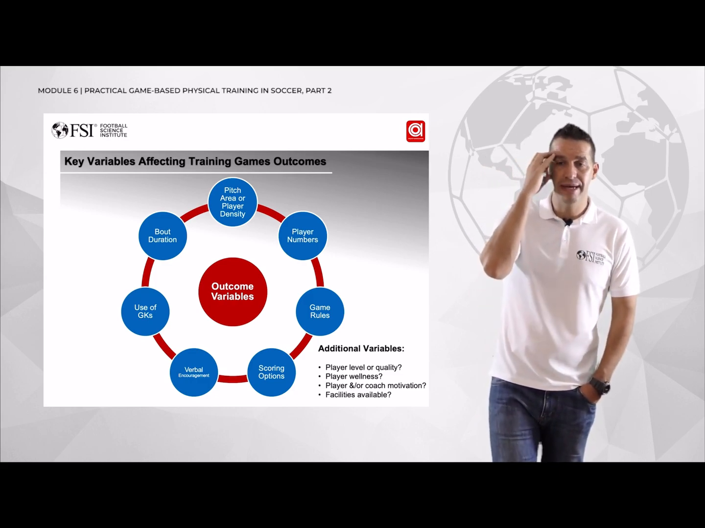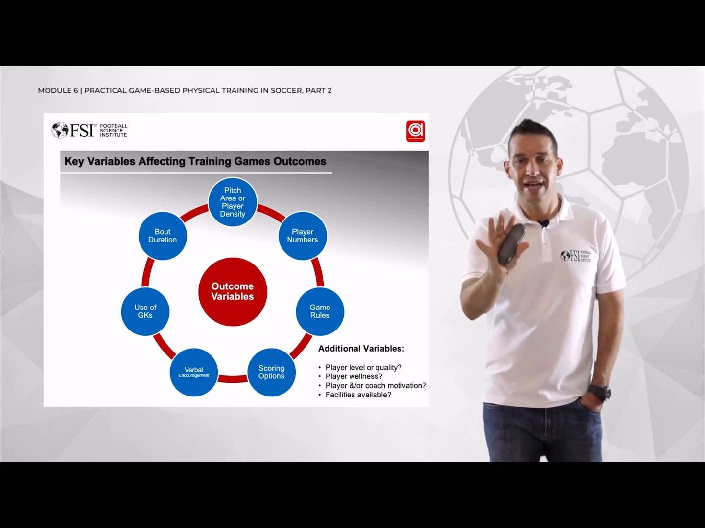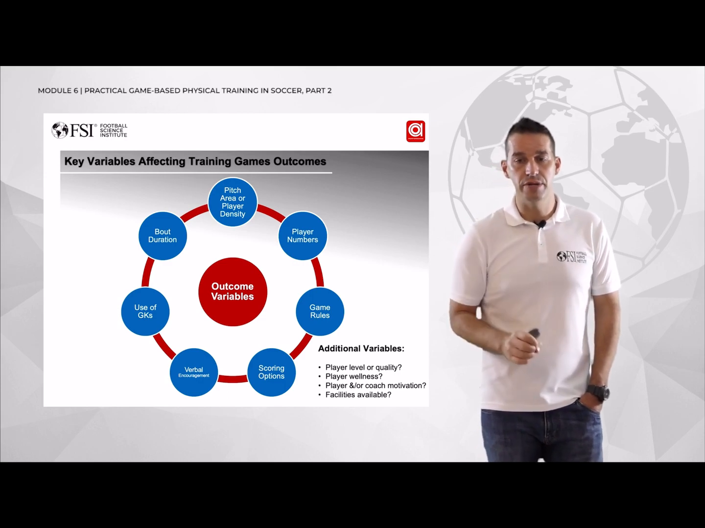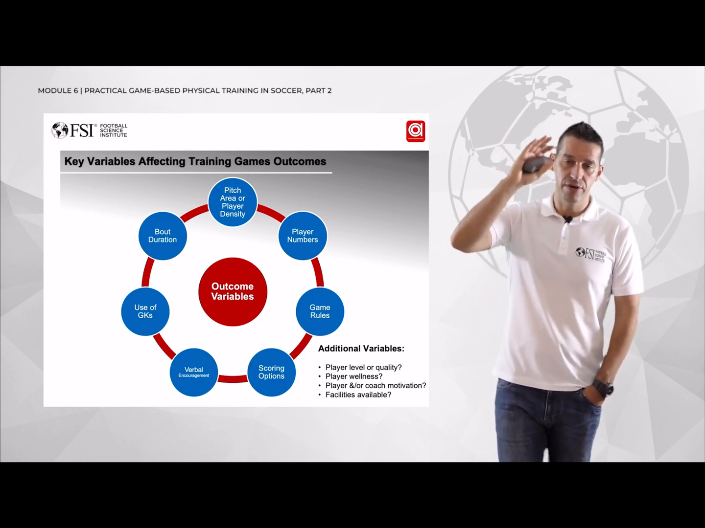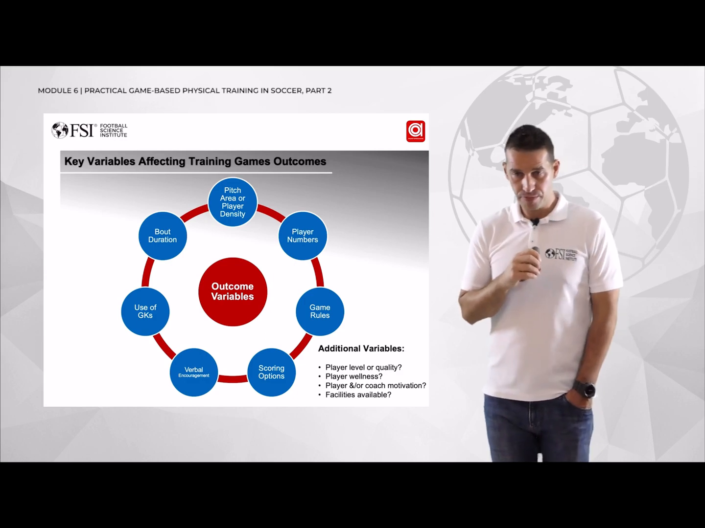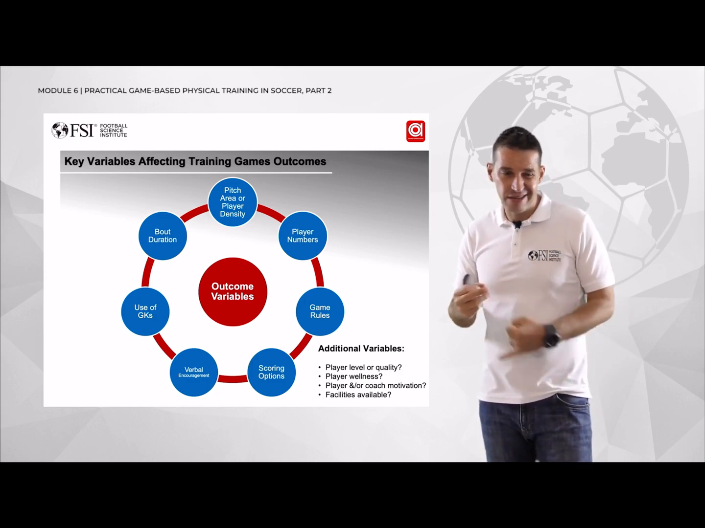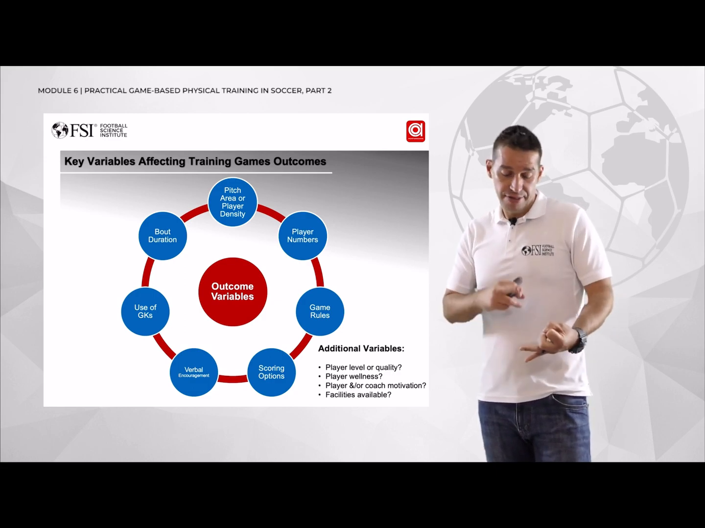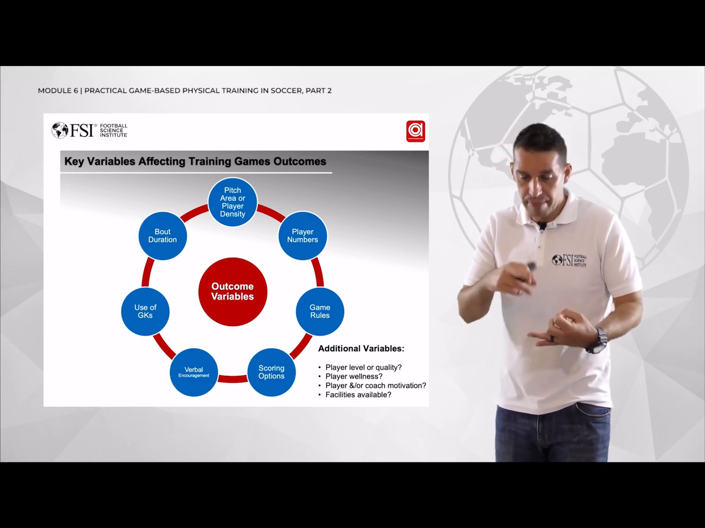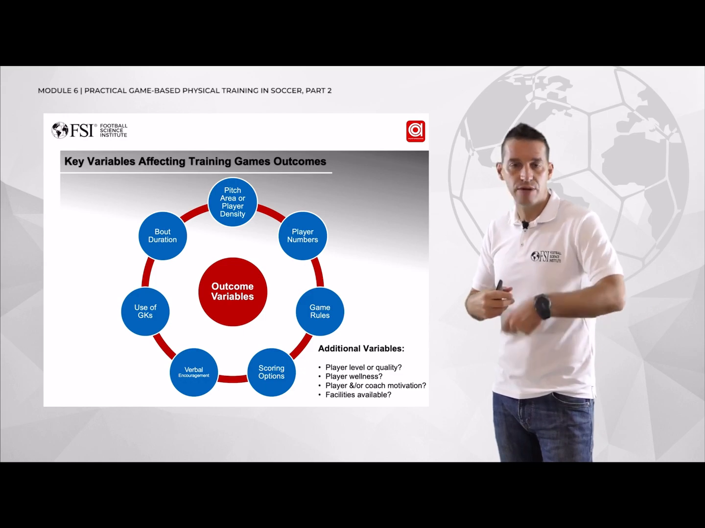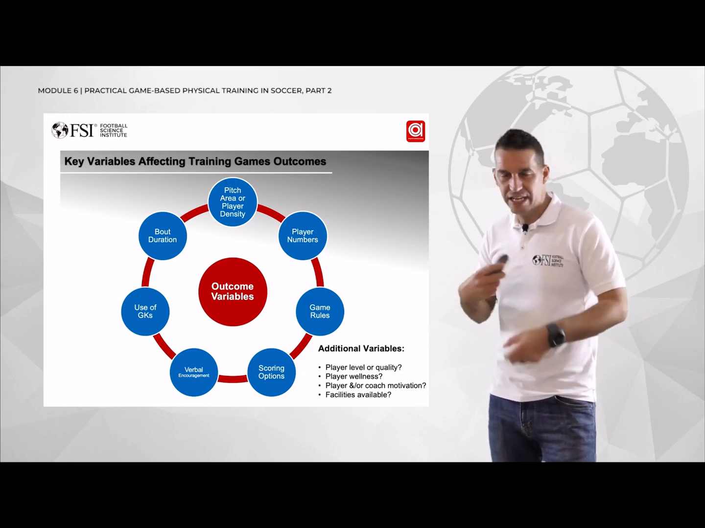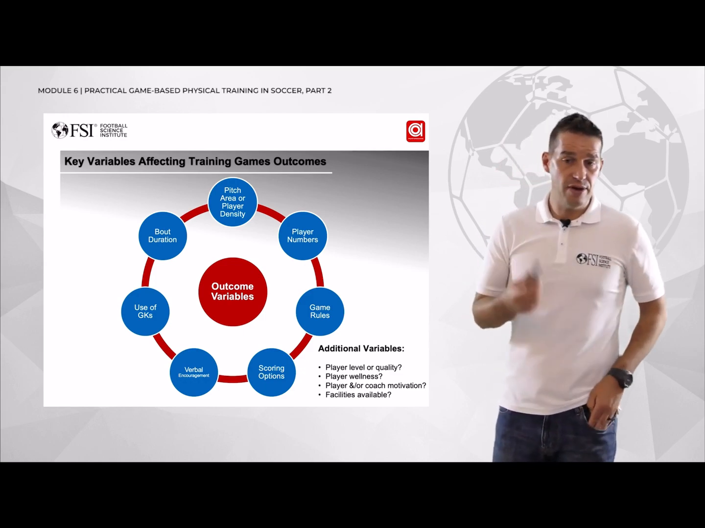But in the back of your mind, I also want you to note down the additional variables that we'll talk about a little further down the line. Player level or quality, how they can have a ceiling effect because they can manipulate the ball really well. They make really good decisions. So if they make really good decisions, they don't give the ball away, they don't have to exert themselves in different ways. And then you have the player wellness.